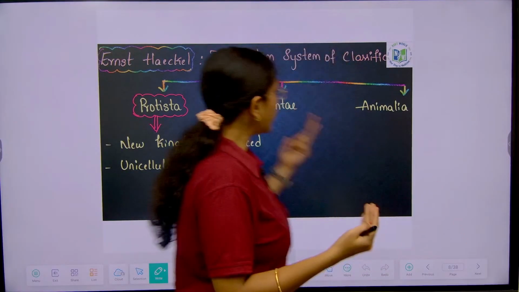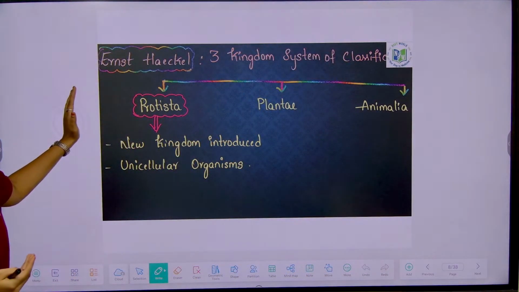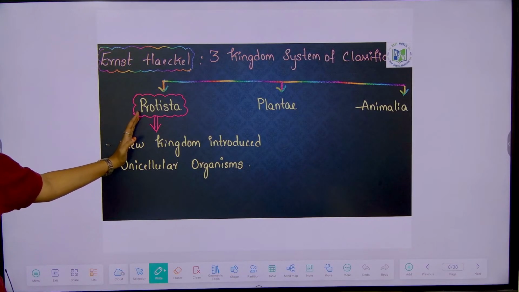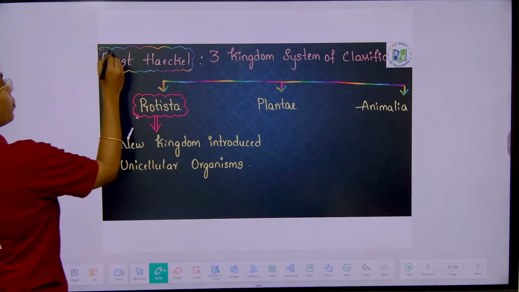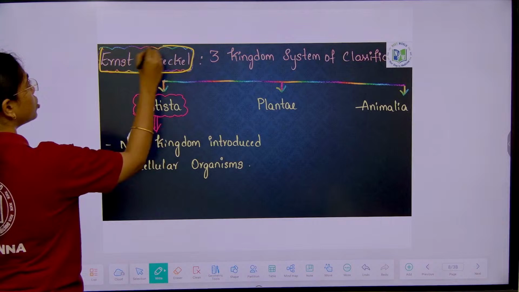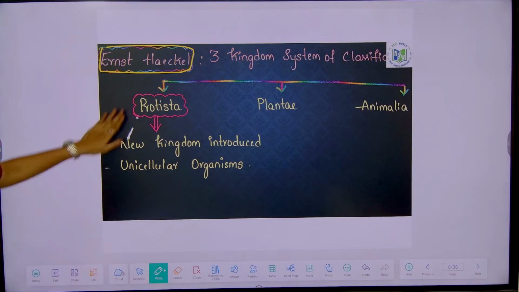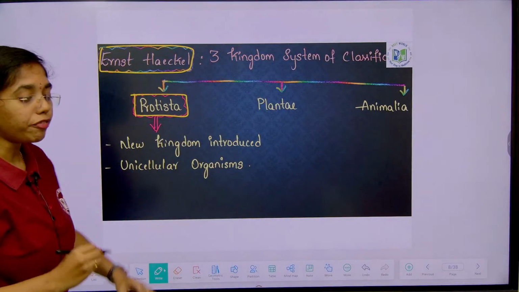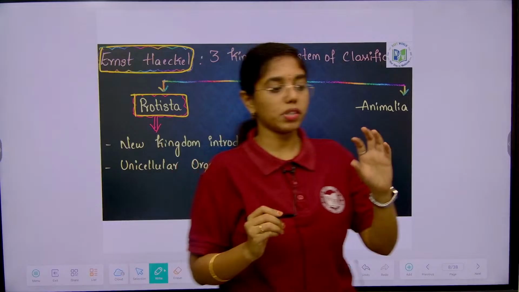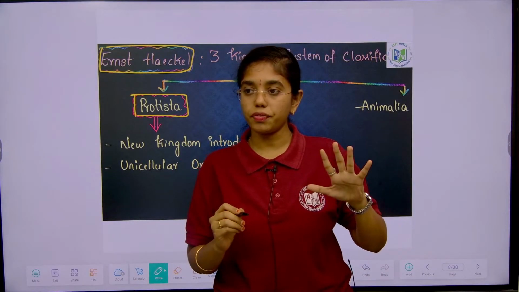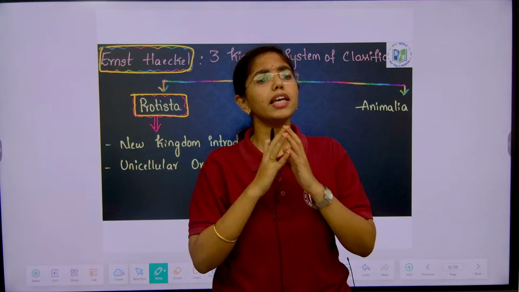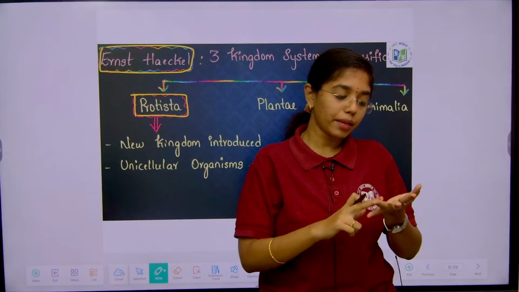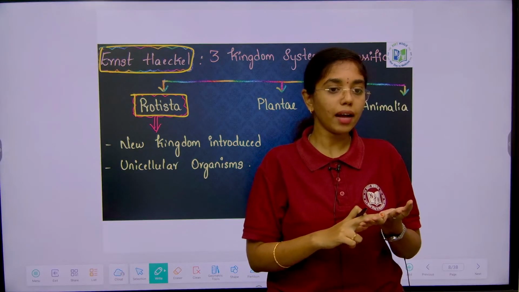Remembered? Now, the three-kingdom system of classification. From here you have to observe who proposed it and what is the new kingdom introduced. That much you remember is enough. Ernst Haeckel proposed the three-kingdom system of classification. And what is the new kingdom he has introduced? Protista. In the five-kingdom system of classification, listen first, Protista will contain all the unicellular organisms: plant-like, animal-like, fungi-like unicellular protists.